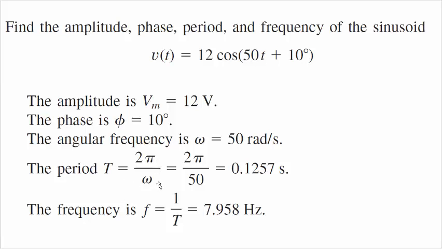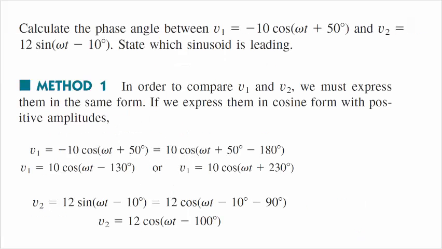So 2 pi over the angular frequency, and you get a period in seconds. And then the frequency is 1 over the period, but the frequency can also be gotten from omega equals 2 pi f. So the frequency can also be gotten by this formula. So not too bad so far.